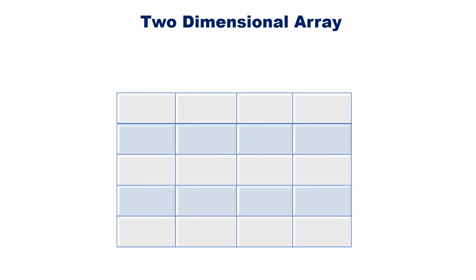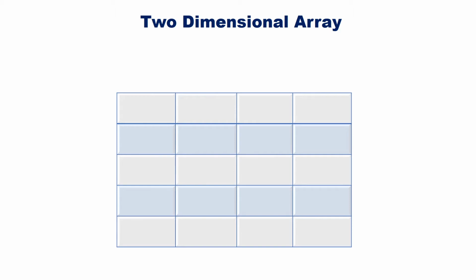In this video, let us discuss two-dimensional arrays in C. In the last video, we have seen arrays with one dimension. In C, it is possible to create arrays with more than one dimension. These are known as multi-dimensional arrays. A two-dimensional array is the simplest form of multi-dimensional array.